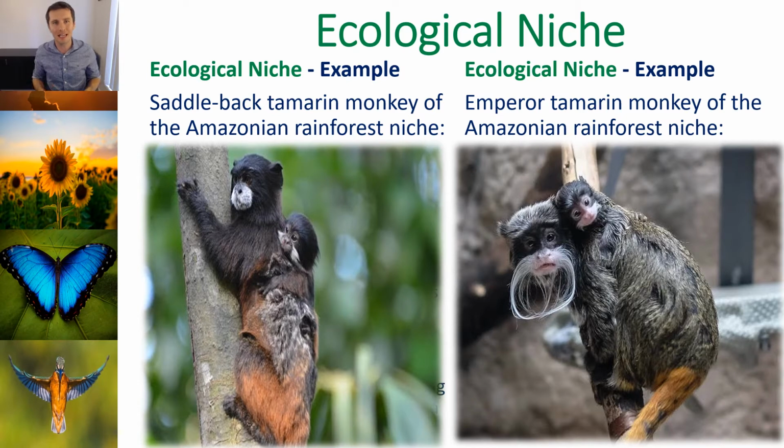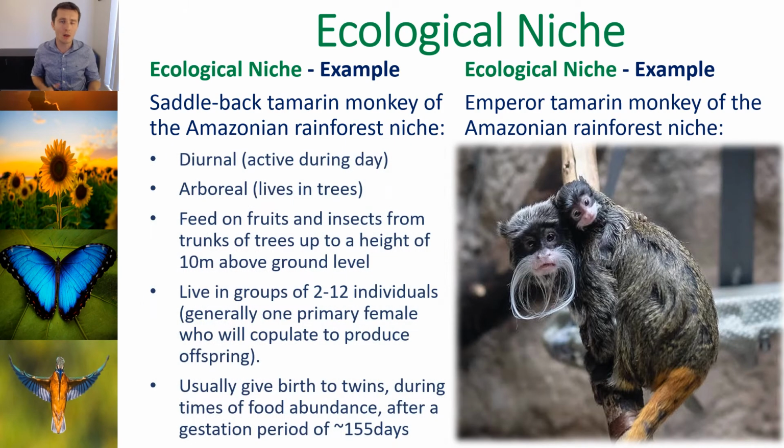So to look at an example, we've got a saddleback tamarin monkey of the Amazonian rainforest and an emperor tamarin monkey also living in that rainforest. So it lives in this same ecosystem, but its role and what it does is a bit different. So the saddleback, they're diurnal, so they're active during the day. Arboreal, they live in trees, they feed on fruits and insects from trees, the trunk of trees up to 10 meters above ground, live in groups of 2 to 12 individuals, and usually give birth to twins during times of food abundance after a gestation of 155 days.